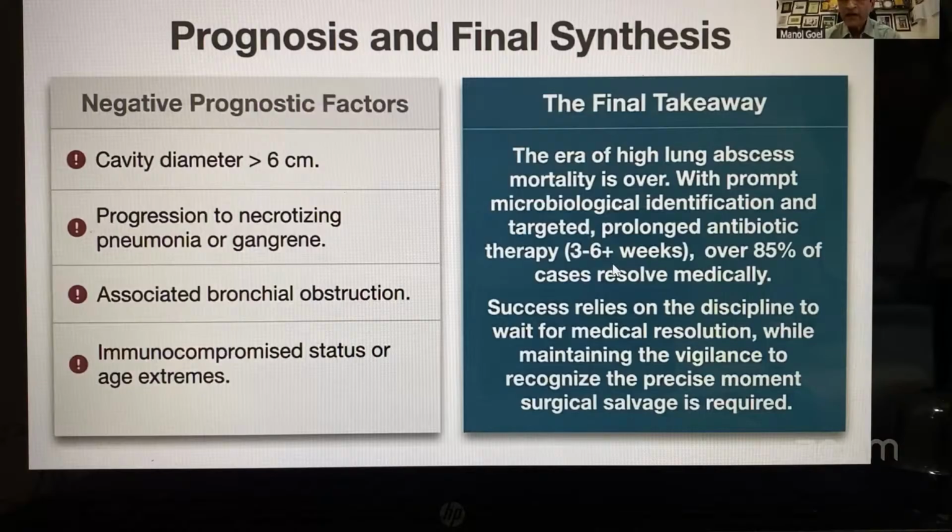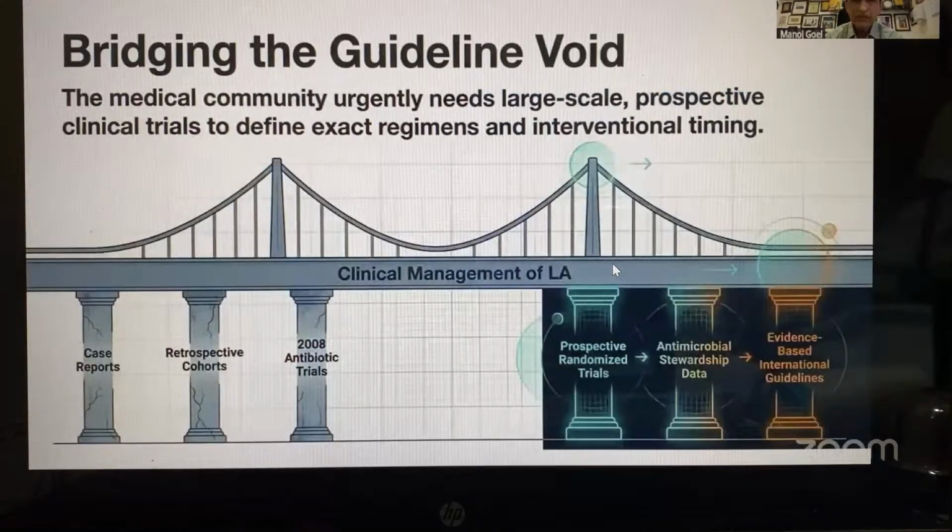Coming to the final takeaways, the era of high lung abscess mortality is now over, with prompt microbiological identification and targeted prolonged antibiotic therapy of 3 to 6 weeks. Over 85% of cases resolve medically. The success relies on the discipline to wait for medical resolution while maintaining the vigilance to recognize the precise moment of surgical salvage. But we need to bridge this guideline void. Currently, our clinical management of lung abscess depends upon the weak evidence of case reports, retrospective cohorts, and an antibiotic trial that was done way back in 2008.